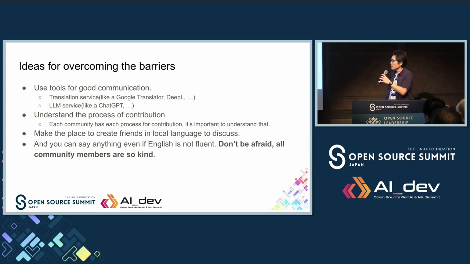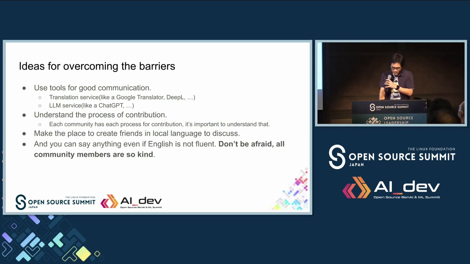And next, understand the process of contribution. Each community has its own process for contribution. It is important to understand that. And make a place to create friends in local language to discuss. Recently, each OSS community has its own communication channel. For example, Kubernetes community has an official Slack channel. You can make friends on that. And you can make friends at real events like these OSSJ events or local meetups, etc.